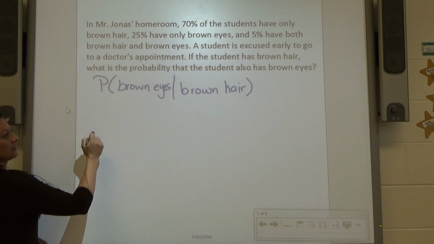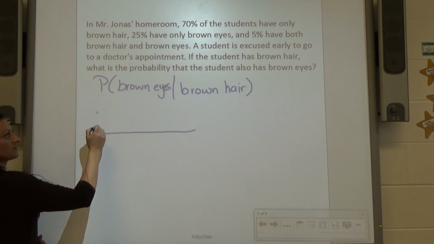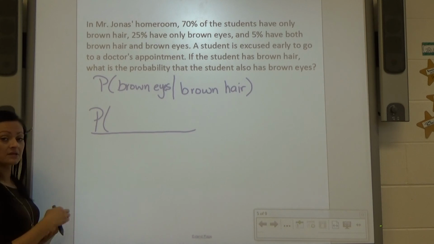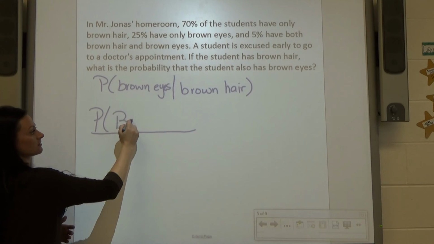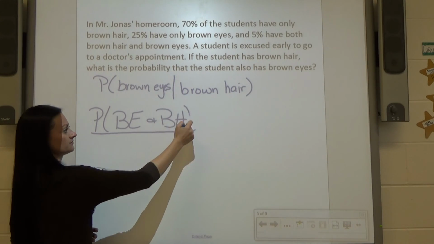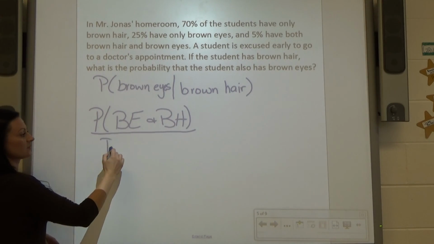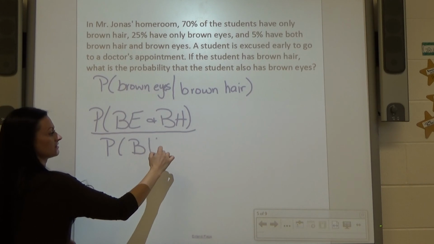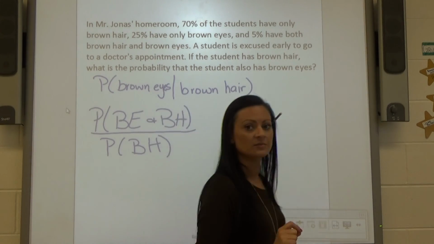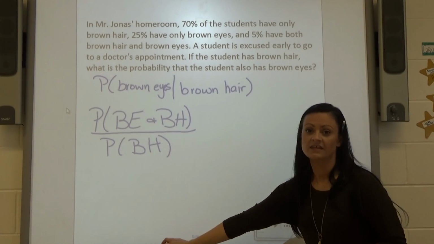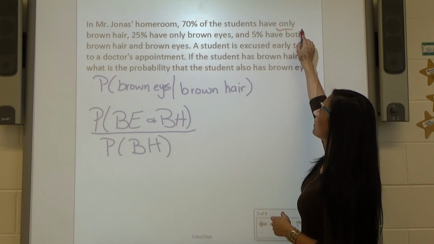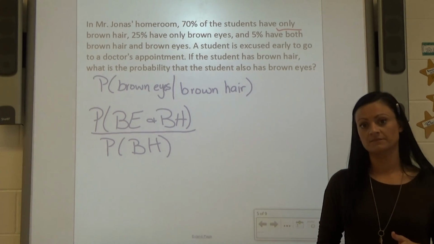In the numerator, I want the probability of brown eyes and brown hair. I'm going to abbreviate. So brown eyes and brown hair. And the denominator is the probability of a student having brown hair. Now this one is a little bit tricky because they didn't tell you the students that have brown hair. They told you the students that only have brown hair.